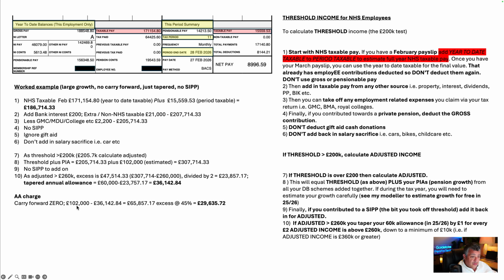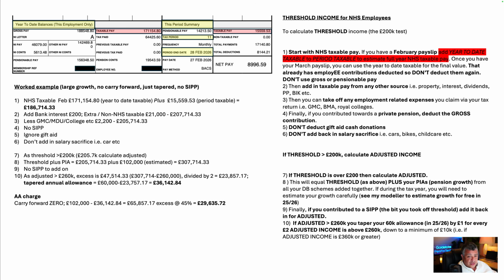So we start off with this PIA of 102. We take off the allowance, including carry forward, which was 0, of 36,000. And then we've got this very large excess of 65,857, which will of course be taxed in England and Wales and Northern Ireland at 45% and higher if you're north of the border, and that gives an eye-watering tax charge of 29,635. And so the question is, why do you need to know this depressing figure in February when you've just paid a large tax bill in January?